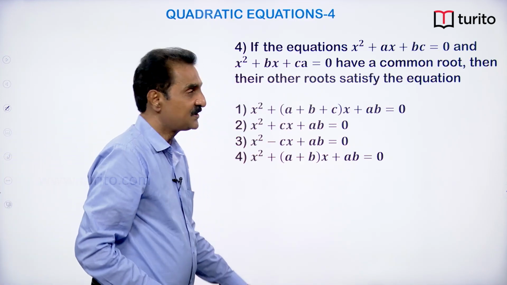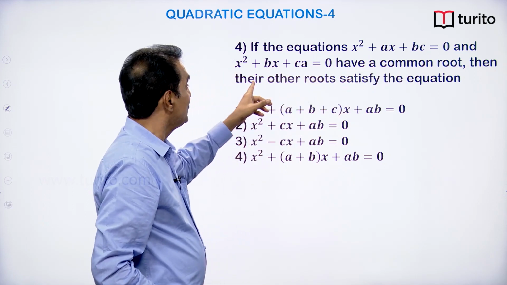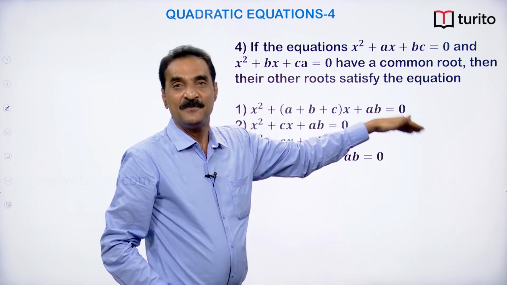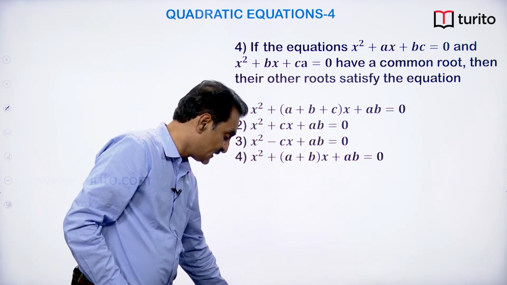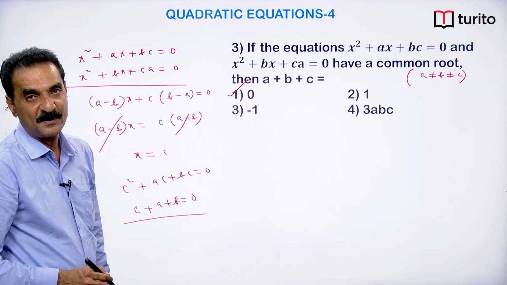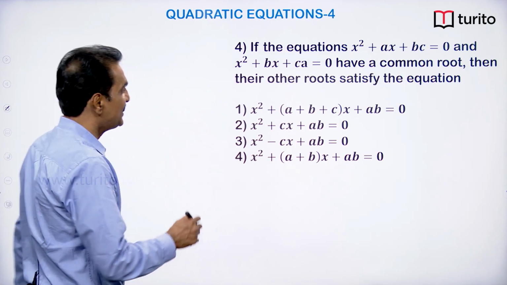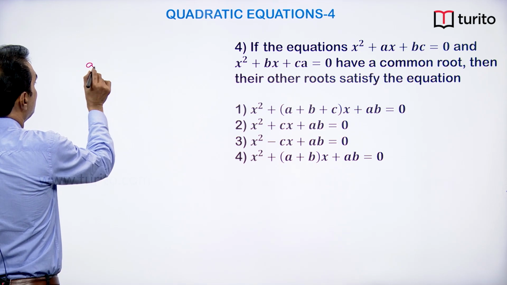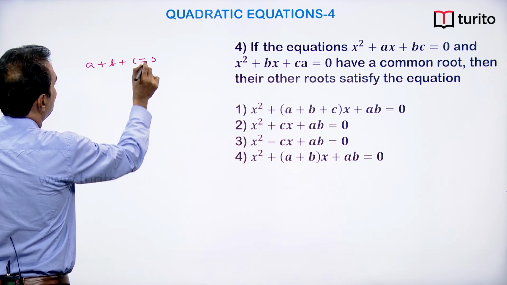Again, same equations. If they have a common root, the other two roots satisfy which equation? This is a different model. Let us see that equation. Already we got the condition a plus b plus c is equal to 0. So, I will directly use that condition. a plus b plus c is 0.